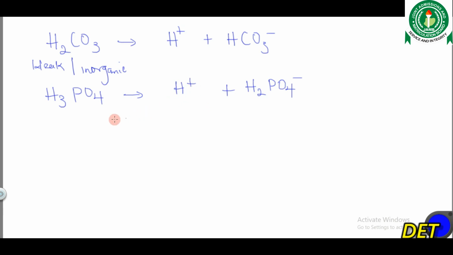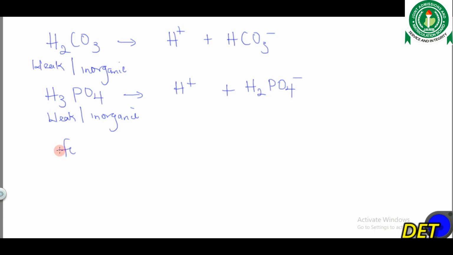So it is referred to as what? A weak acid. It is a weak acid. It is also an inorganic acid as well, right? So these are examples of weak acids. Other examples of weak acids are the organic acids. Most of the organic acids are weak acids.